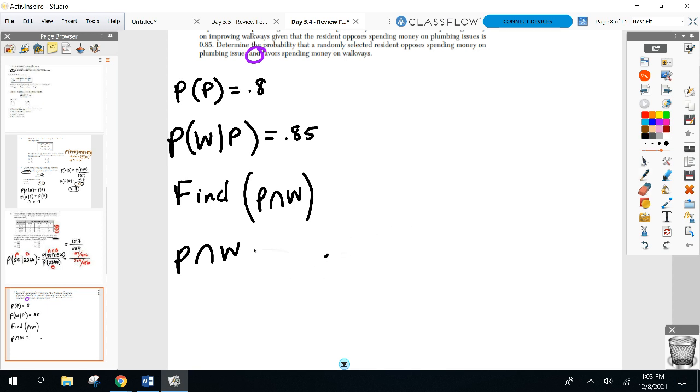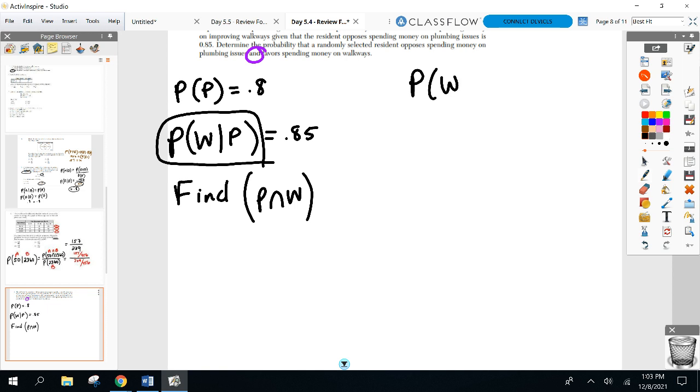So there's got to be another way around this. I was given W given P. What should that be equal to? I know it already, it's 0.85, but what does the formula say? It should be W and P over P. Everyone see how I'm just going to have one missing value here? Because P is 0.8 already, and now you're just left with W and P, which is what I'm looking for. So I'm using the given formula to get here.